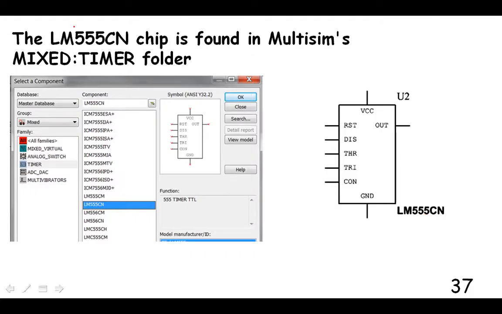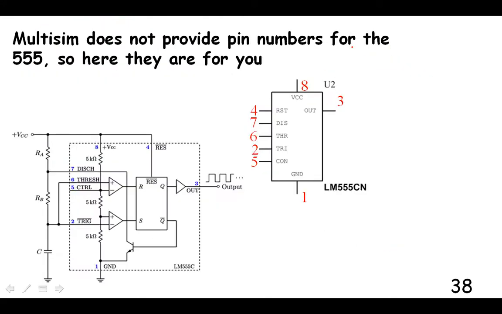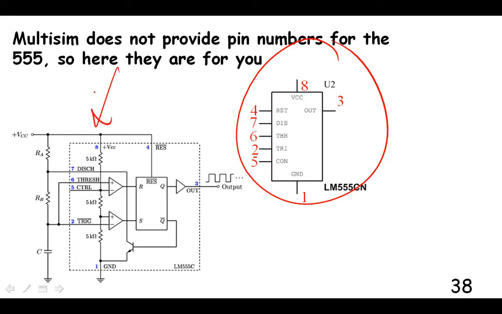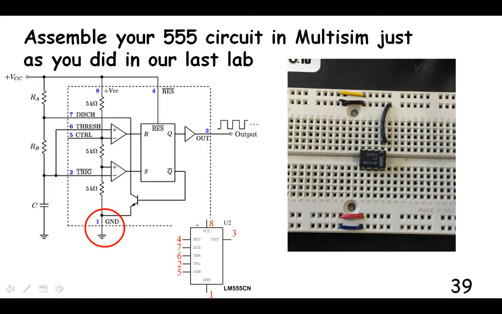First of all, you'll need a 555CN chip. That's found in the mixed folder, and then under timer, then I'll go for the LM555CN, and then it'll look like this. Well, they don't give you the pinouts like we're used to using from last lab, but I provided them to you here. And here's the schematic that we used last week for our 555. And you hook up this simulated chip just like you would with a real chip.